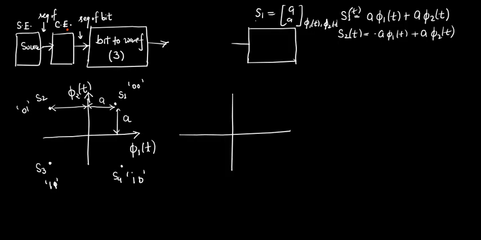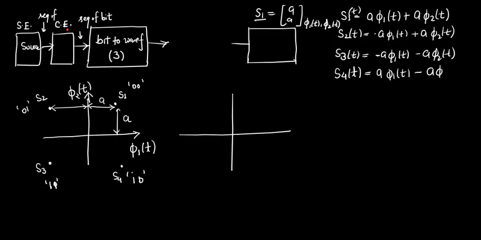There is one more notation, vector notation, right? You can use it. S3 t, what would be S3 t? No, minus A phi 1 t and minus A phi 2 t, not the same. So what would be S4 t? A phi 1 t minus A phi 2 t. Fair enough.